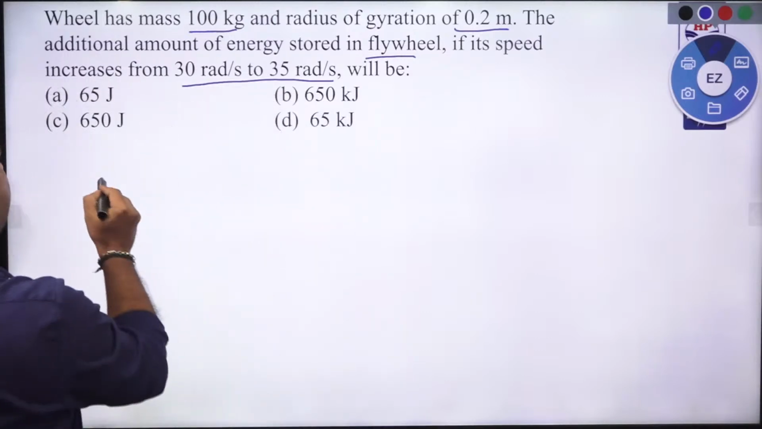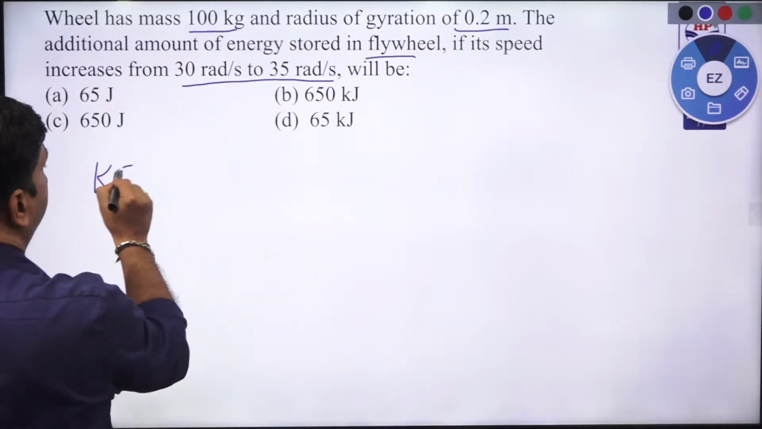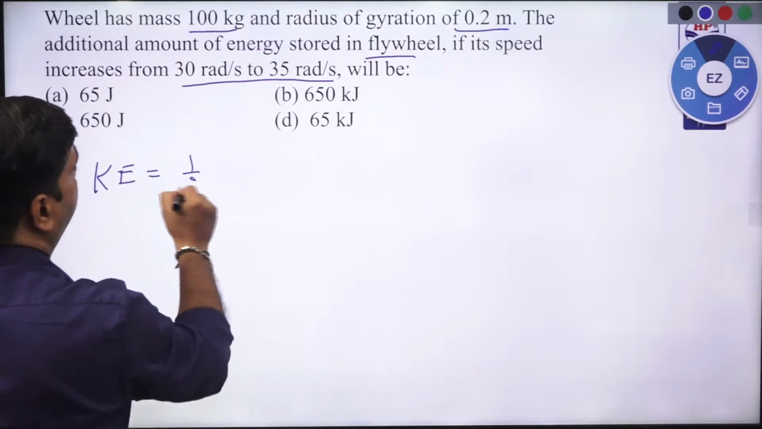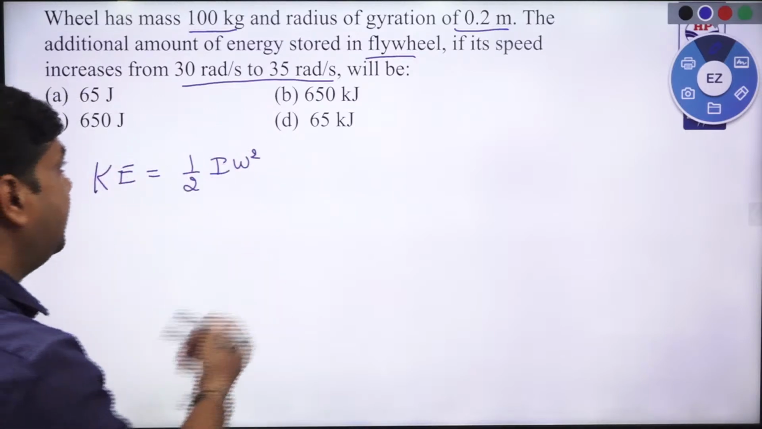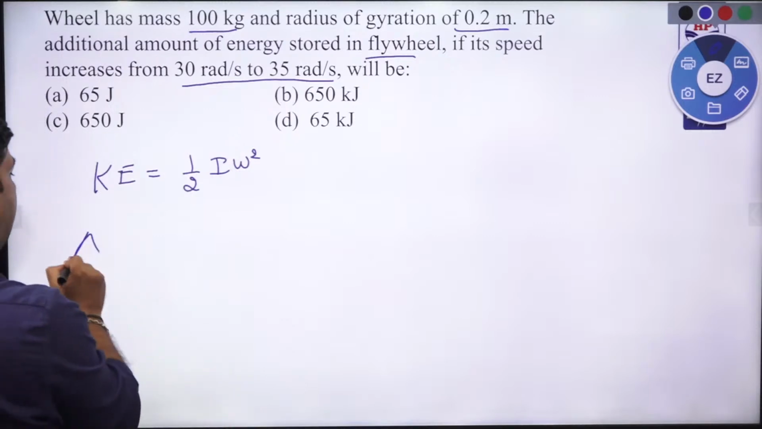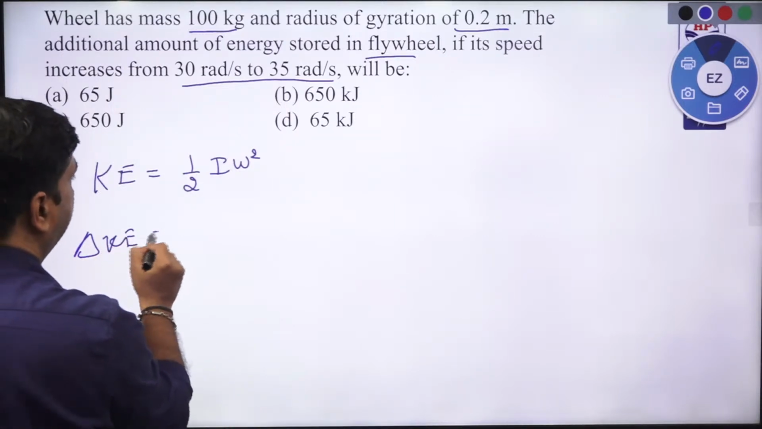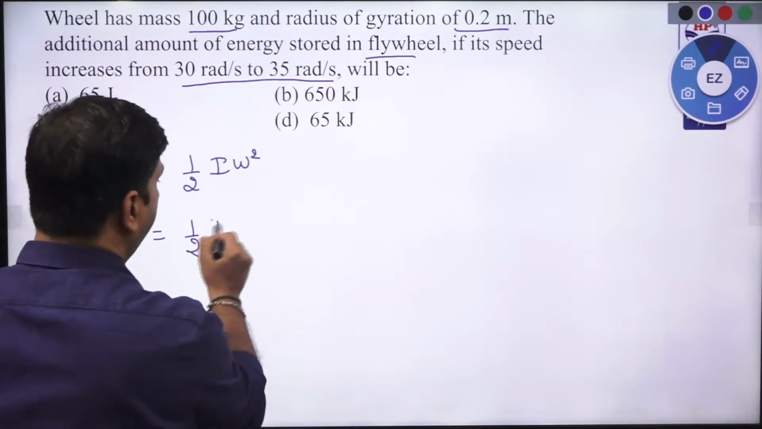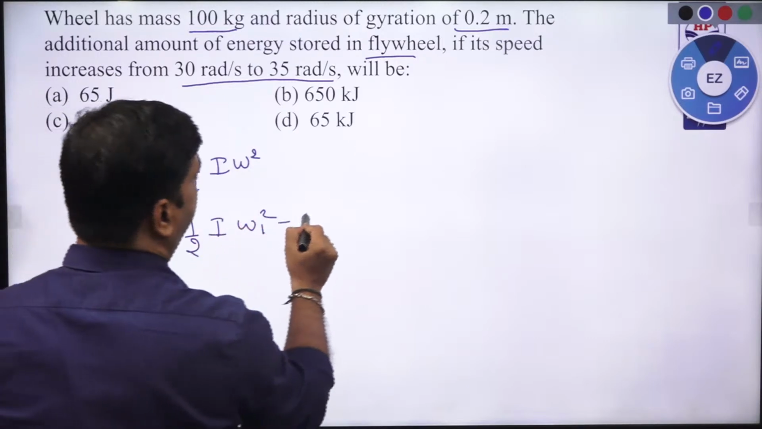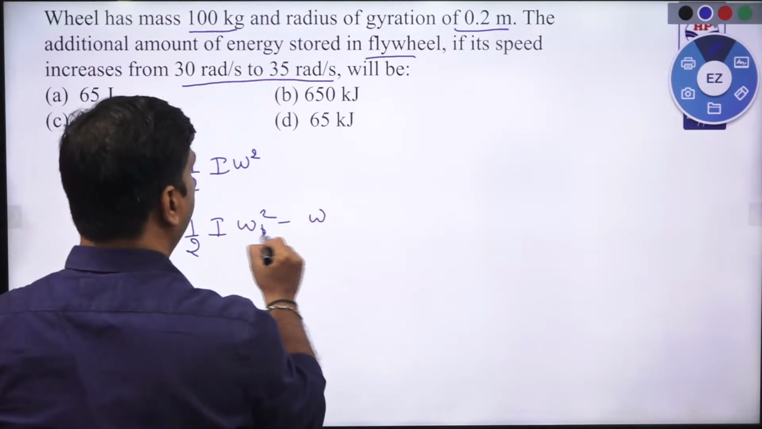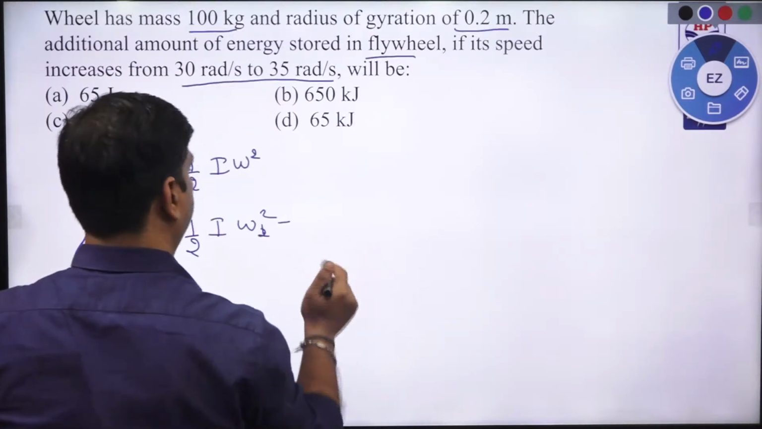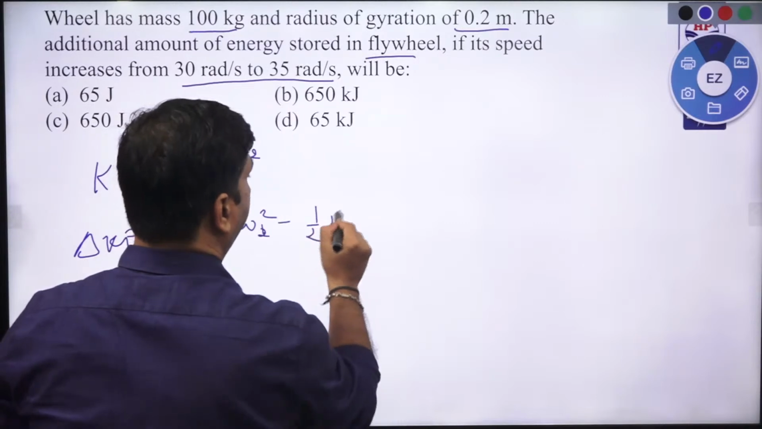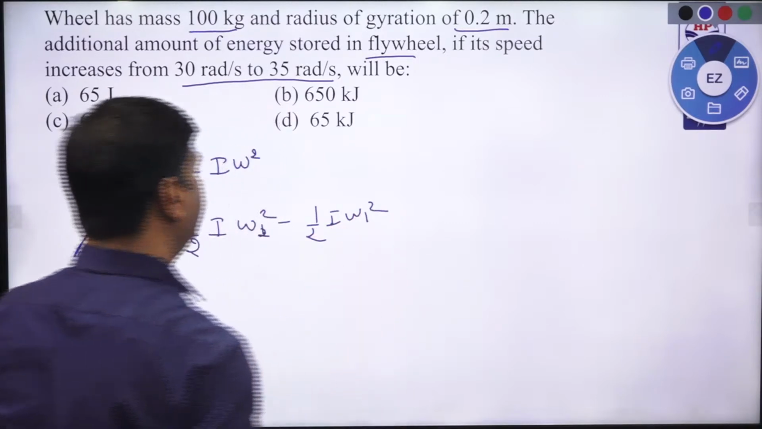that is, rotational kinetic energy, equal to half of I omega square. So the increase in kinetic energy, ΔKE, will be half of I omega 2 square minus half of I omega 1 square. It is the changing kinetic energy.